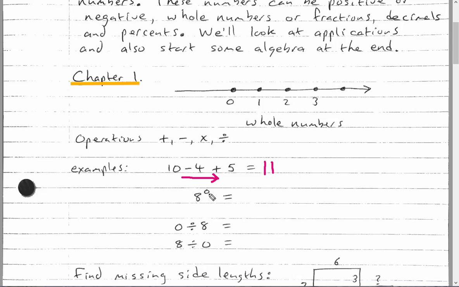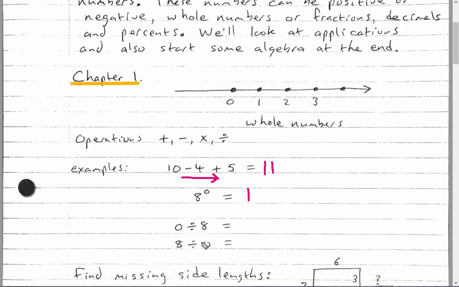Okay, how about this one? 8 to the power 0. Okay, so a number up here means a power. So what could this be? Is the answer 8 or 0 or 1 or something else? In fact, the answer here is 1. Any number to the power 0 is 1. So if you remember that, then it's easy.